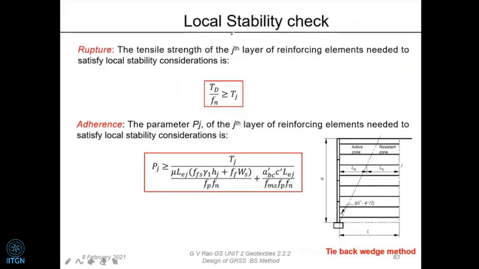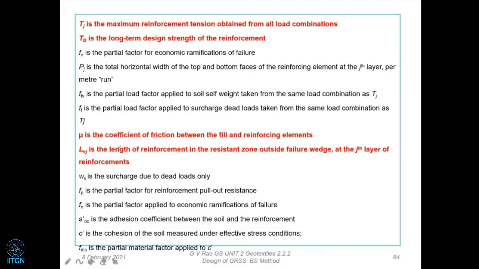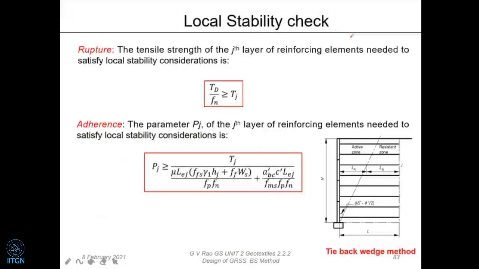This is called the local stability check. That means we are going to check these values one by one, whether there is failure, rupture, or adherence. The adherence value has to be more than the earth pressure, and the same thing is done for the total rupture or tensile strength. These are defined very well, but in the class it's difficult to go through all of them. TJ is the maximum reinforcement tension obtained for all load combinations, and TD is the long-term design strength of the reinforcement. That is what I said we will calculate next time.